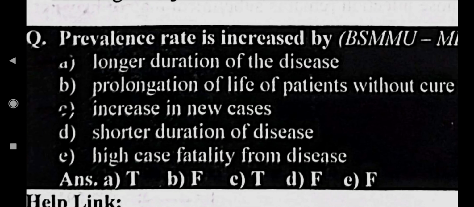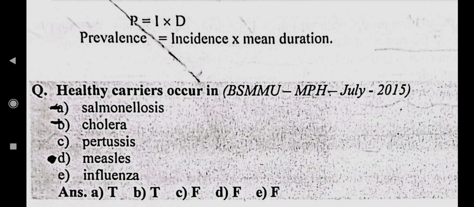Prevalence rate is increased by: true answer longer duration of the disease, increase in new cases. False answer prolongation of life of patient without cure, shorter duration of disease, high case fatality from disease. Healthy carriers occur in: true answer salmonellosis, cholera; false answer pertussis, measles, influenza.